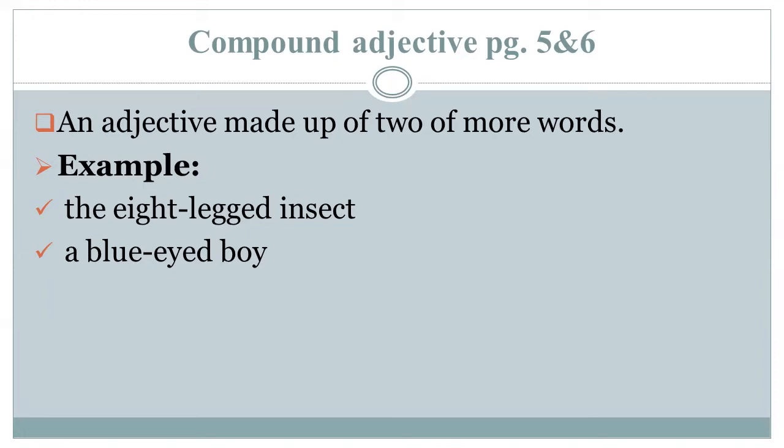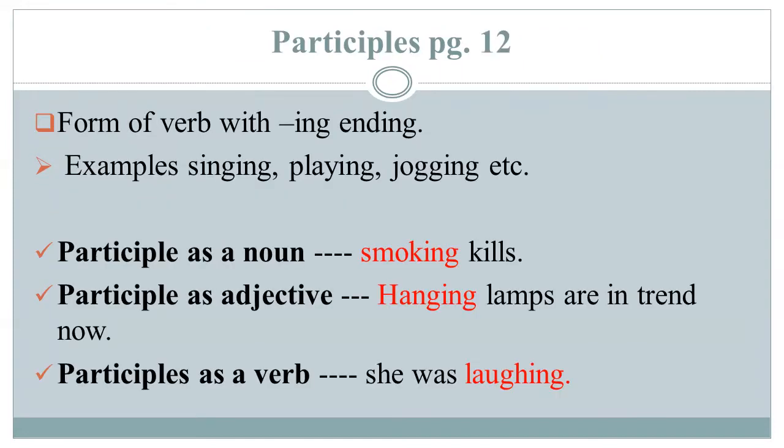Our next concept is participles at page number 12. What is a participle? It is a form of verb with an -ing ending. For example, singing, playing, jogging. This is the present participle. In the previous lesson we discussed it in detail, and we also learned that a participle can be used as a noun, as an adjective, and as a verb.